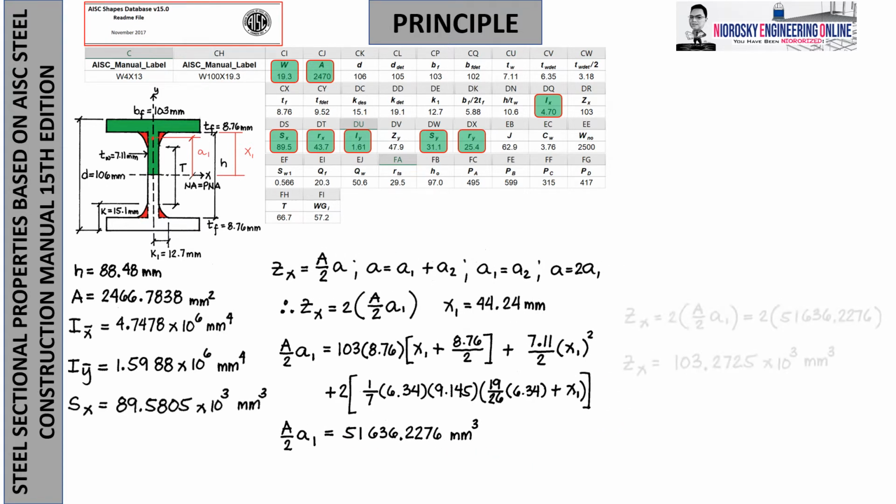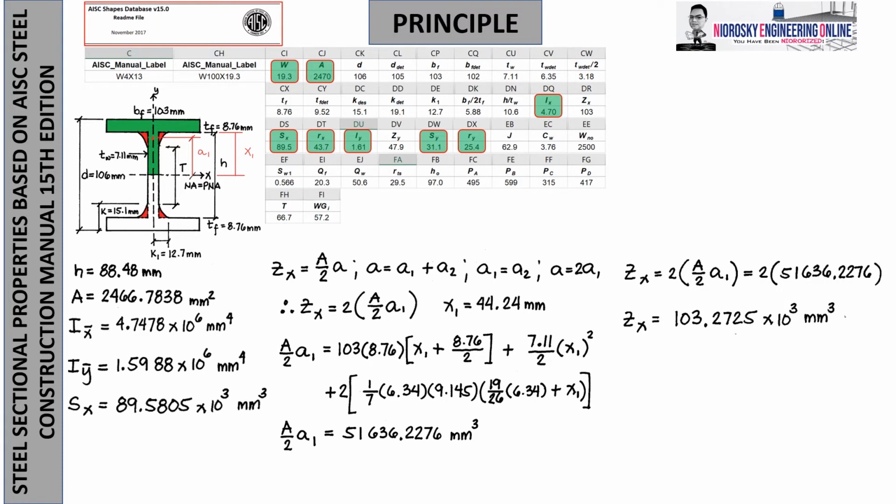So therefore, we can now calculate Z sub x, that is 2 times A over 2 times A sub 1, which is twice the value of A over 2 times A sub 1. Then we can get 103.2725 times 10 to the 3 cubic millimeters, which is the same as the declared value of 103 in the table.